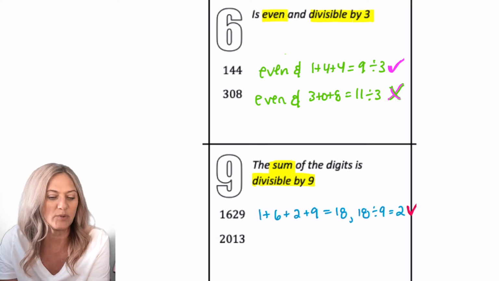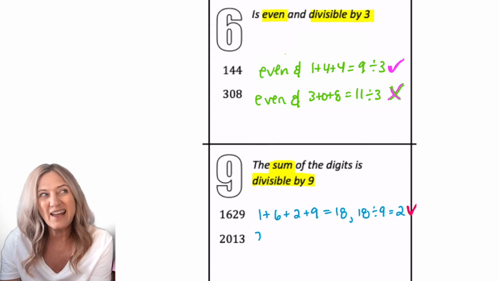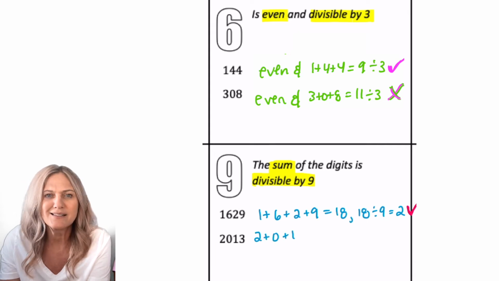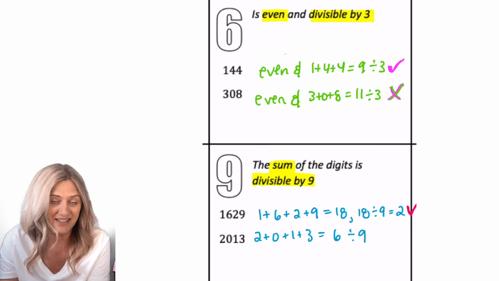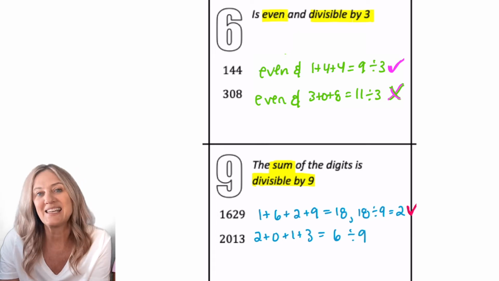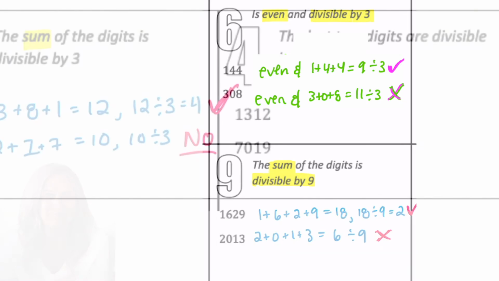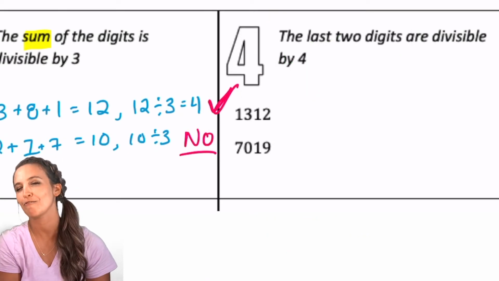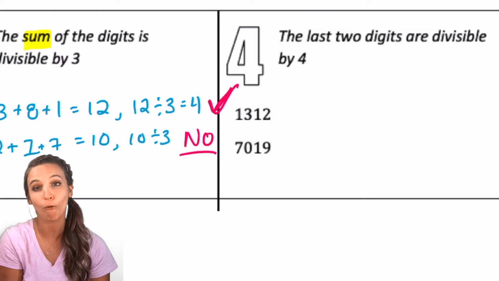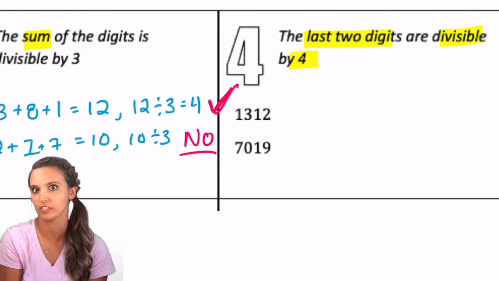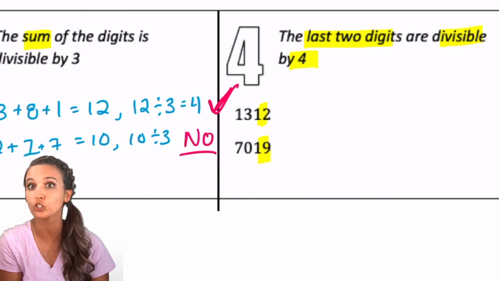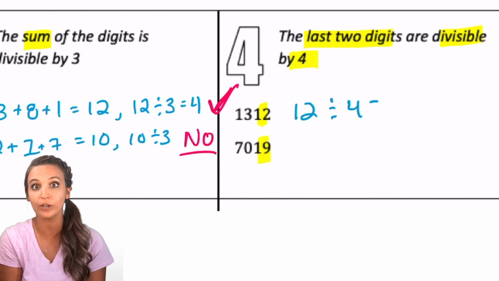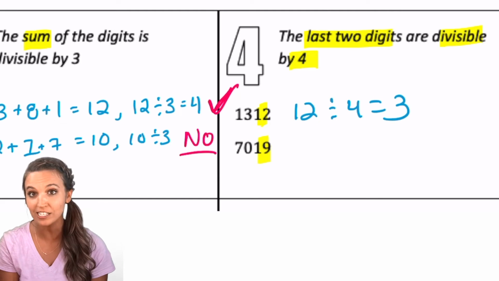The next example, 2013, well, that adds up to 6. 6 divided by 9? Well, it's 2/3, but it's not evenly divisible. So 2013 is not divisible by 9. Let's take a gander back up at 4. We know a number is divisible by 4 if the last 2 digits are divisible by 4. So 1,312. Well, last 2 digits are 12. 12 divided by 4 is 3. So 1,312 is divisible by 4.